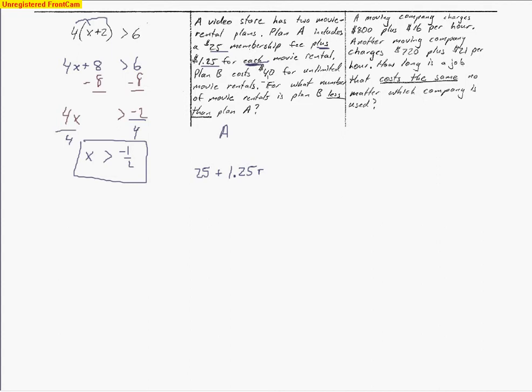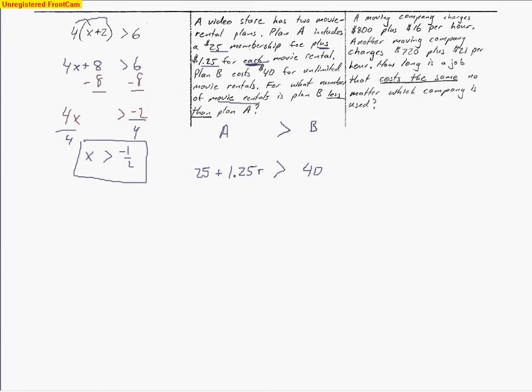So I'll skip down to the question. It says, for what number of movie rentals? Yes, so that's where a variable goes. Now, it says for what number of movie rentals is Plan B here, less than Plan A. So less than means, notice how it's pointing to Plan B open to Plan A. So A must be greater than. It says Plan B costs $40 unlimited. So that's all you have. You don't have to pay for the rentals. So you're just going to pay this $40.